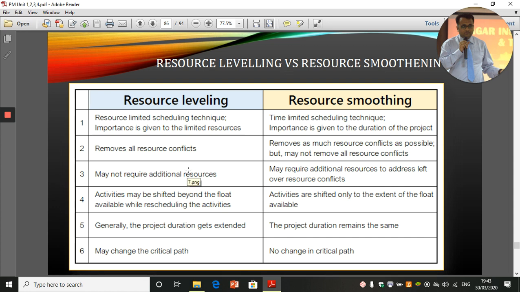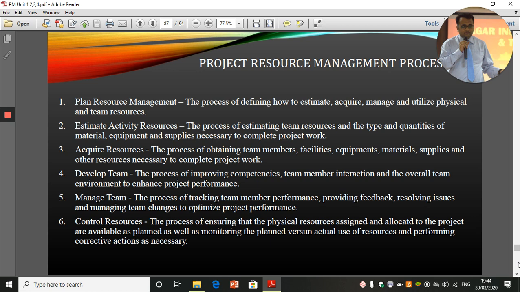In resource leveling, you may require additional resources to address leftover resource conflict, but in resource smoothing, you may not. In leveling, activities may be shifted beyond the float available while rescheduling the activities. In smoothing, activities are shifted only to the extent of the float available. Generally, in leveling the project duration is extended because time is not very important here. In smoothing, the project duration remains the same because time scheduling is very important here. Leveling may change the critical path, and in smoothing there cannot be any change in the critical path because time is a constraint and time is the main factor which is guiding the resource smoothing. And in resource leveling, resource is the main thing which is guiding the activities of the firm. So that is how it is.